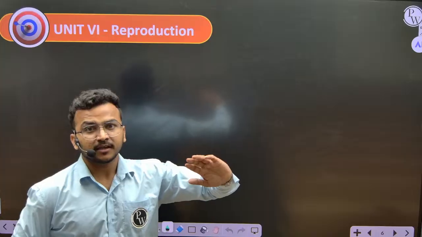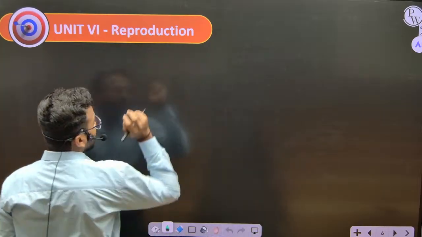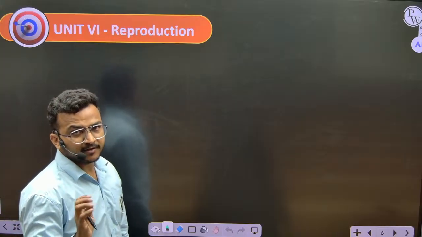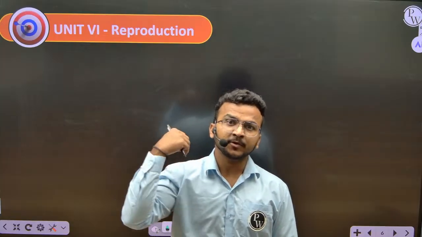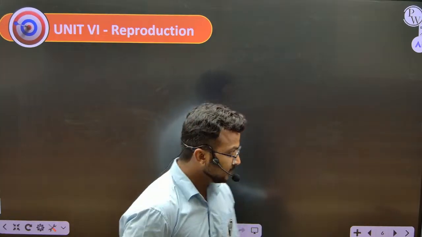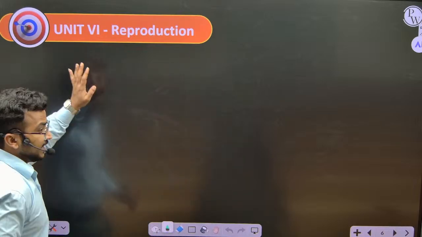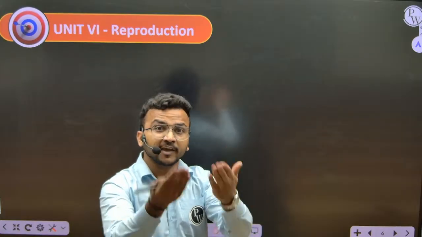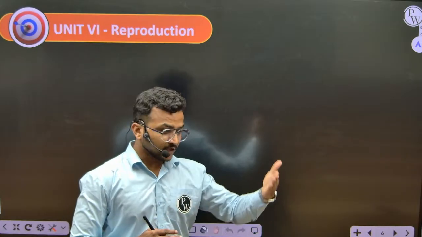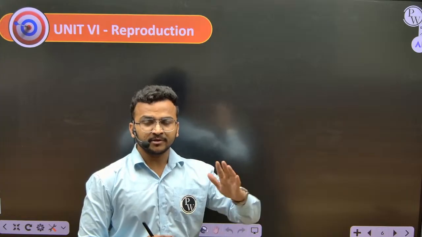So in 12th class, we are going to begin with unit number 6, that is reproduction. And this unit has 3 chapters: one is sexual reproduction in flowering plants, the second is human reproduction, and the third is reproductive health. So in this unit, what we are going to learn, those chapters we will be seeing.